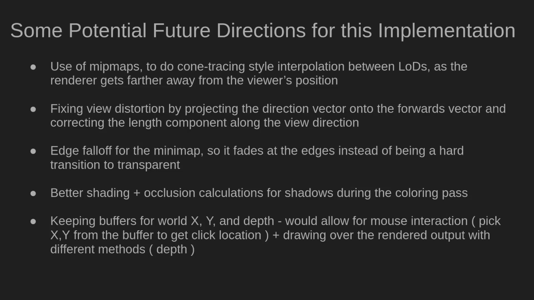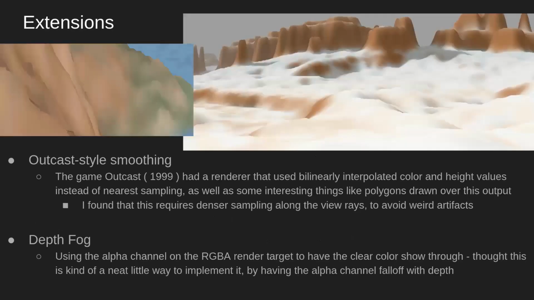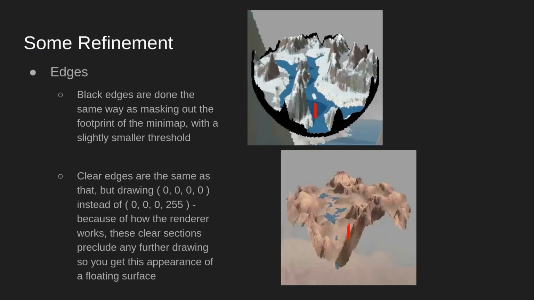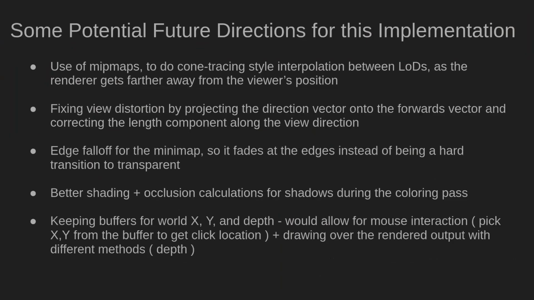Then, yeah, so with the minimap, we have this hard transition to a black color. You could instead have that fall off and be more clear, or more towards some color, rather than a hard transition there. And I'll get into this next point in a second.